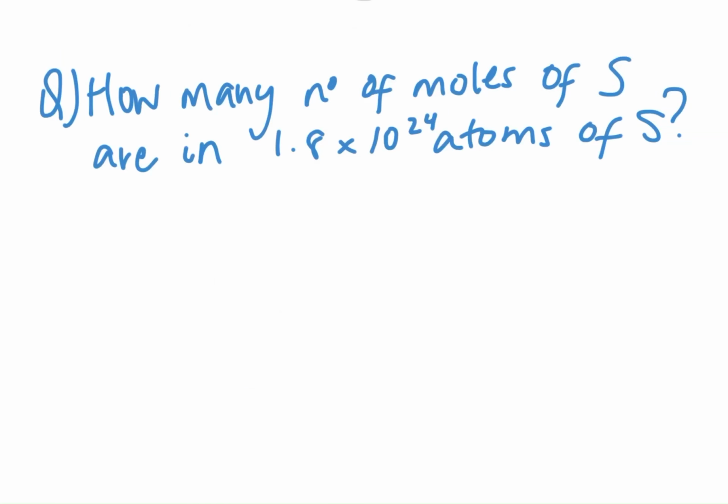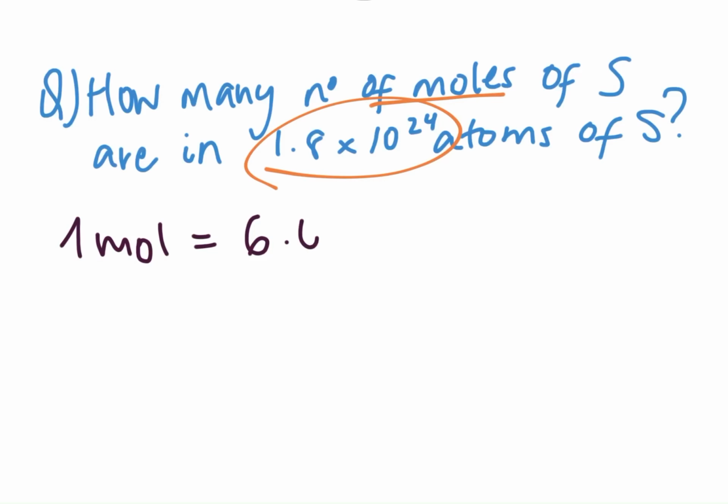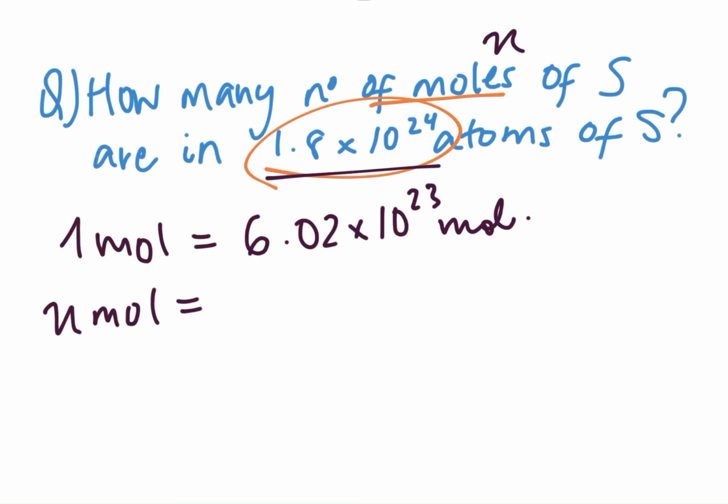Another common question that I see is they ask you how many moles you have of something by giving you the number of atoms. So again, you write what you know. You know that 1 mole is equal to 6.02 multiplied by 10 to the power 23 molecules. And now they're asking you how many moles, so that's your X. X goes here, and this is what is given: 1.8 multiplied by 10 to the power of 23 atoms. Atoms or molecules is the same thing.